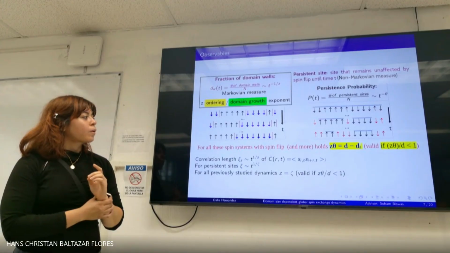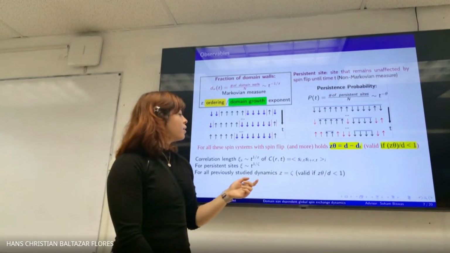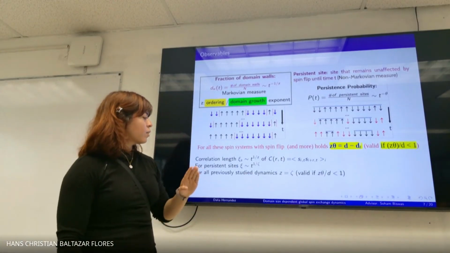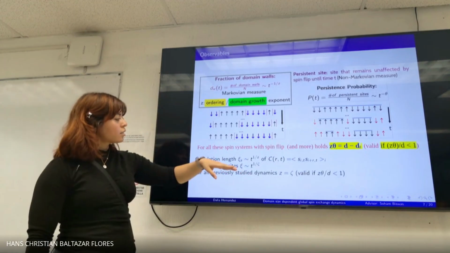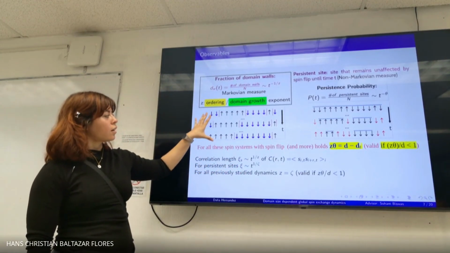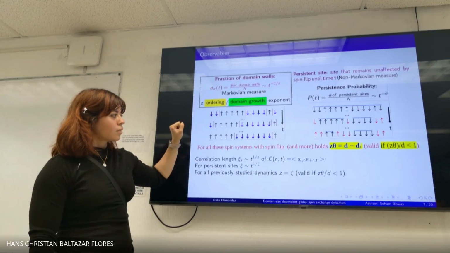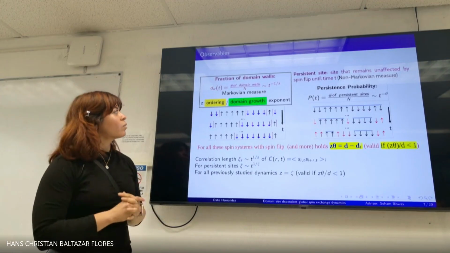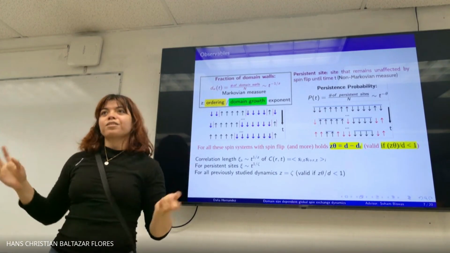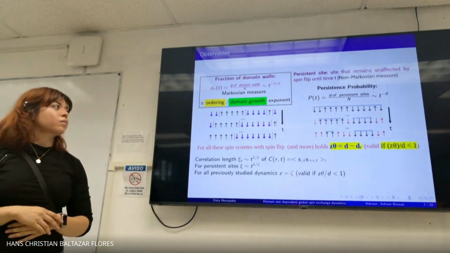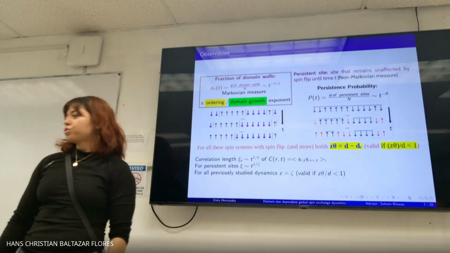So the relation that has previously been found is that the correlation length for the persistent sites is like the correlation length for the spin lattices. Having a relation between a non-Markovian measure and a Markovian measure is great, because then you don't need the whole history to have the information of the non-Markovian measure.